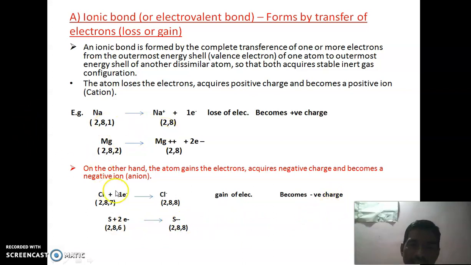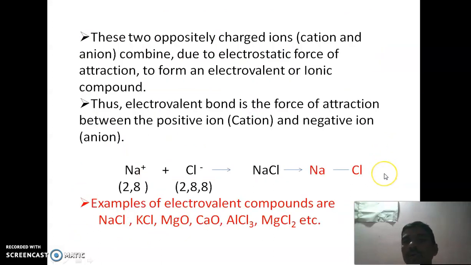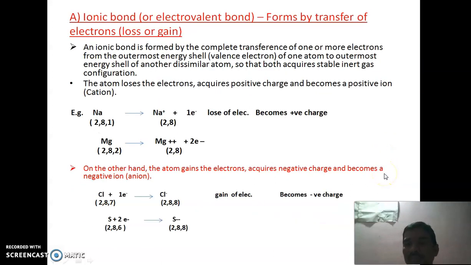Basically, positive electrovalency and negative electrovalency are formed by loss of electrons or gain of electrons. Loss of electrons occurs in metals, and metals have the tendency to lose electrons. Negative electrovalency generally occurs in non-metals, and non-metals have a tendency to gain electrons.